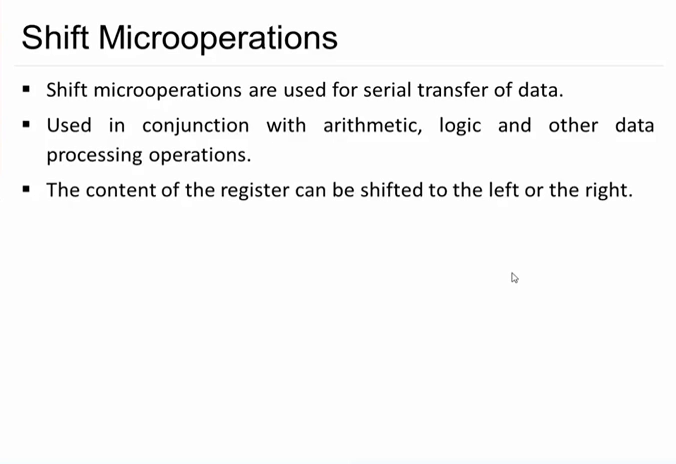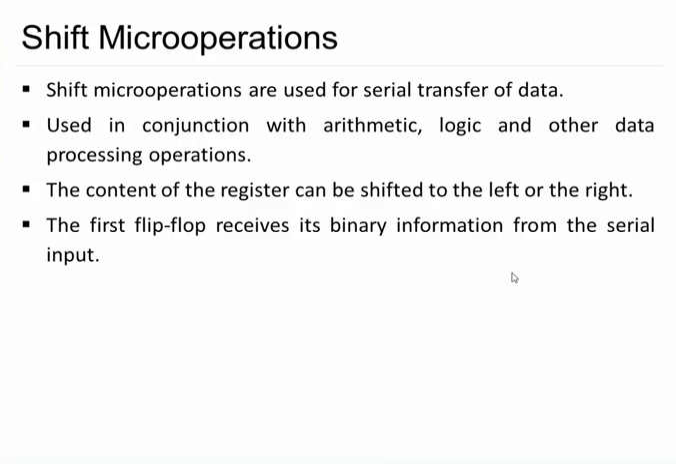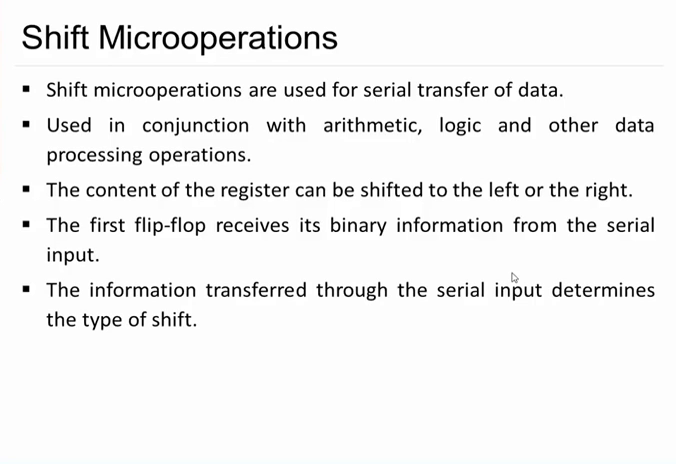So what happens is the content of a register can be shifted to the left or right depending on our choice. The first flip-flop will receive the serial input, what we provide, either on the MSB side or on the LSB side. The information transferred through the serial input determines the type of the shift. So the question arises, what are the types of shift available? Let's see one by one.